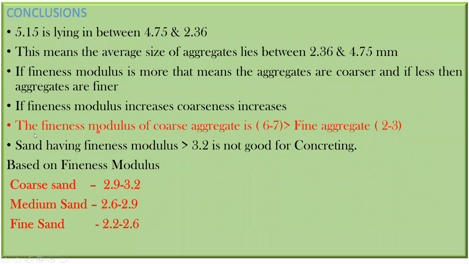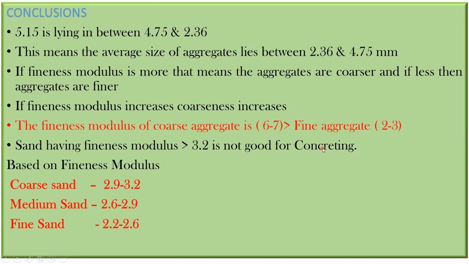So the fineness modulus of a coarse aggregate usually lies in between 6 to 7, and for the fine aggregate, the fineness modulus lies in between 2 to 3. So always remember, the fineness modulus for the coarse aggregate is greater in comparison to the fine aggregate, and it lies in between 6 to 7 for the coarse aggregate, and for fine aggregate it is going to lie in between 2 to 3. The sand having a fineness modulus of greater than 3.2, usually we don't use it for concreting, right?